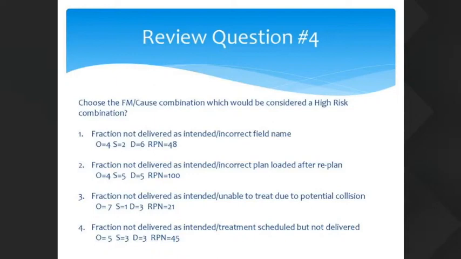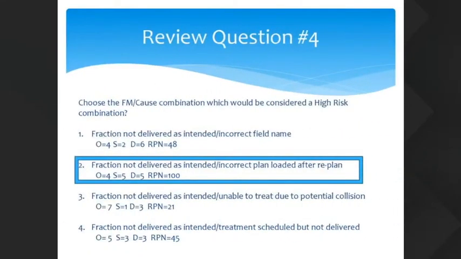All right, looks like we have some consensus, and I think they're getting the correct answer. I'll go ahead and end the poll now. Okay, next time I'm going to make my questions a little harder. Yes, the correct answer is number 2: fraction not delivered as intended because of an incorrect plan loaded after replan. You'll see that the RPN number is 100. Remember we said greater than 100, but it's 100. And the S is also 5, and we chose 4 as the cutoff. So it meets both the high severity and high RPN criteria.